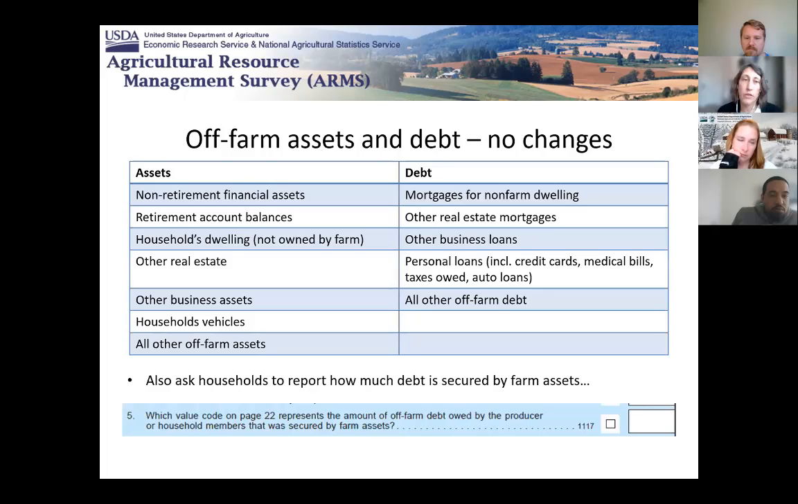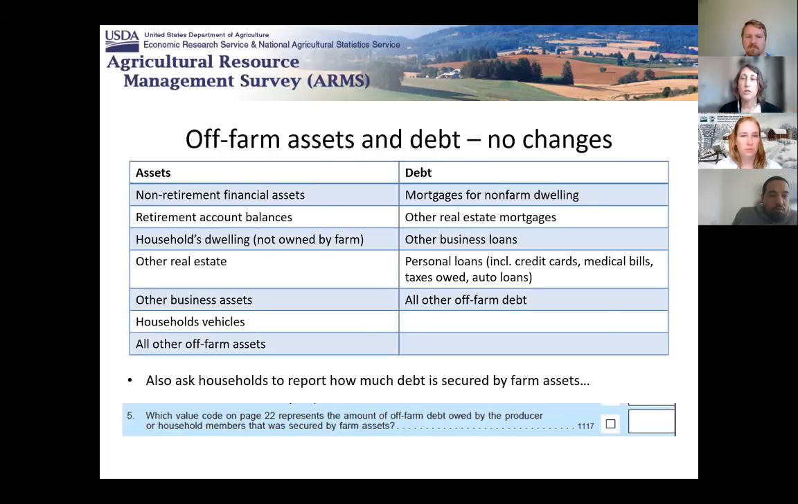And then the final part is off-farm assets and debt, where we're asking about any assets that are not associated with the operation that was surveyed, that was sampled. So again, they can be farm assets, but they're not owned by the operation, or they weren't reported in that farm section. And then any other personal or household debt and assets are reported here. And we do have one question where we ask how much of the off-farm debt that the household has is secured by farm assets. And I just point that out. That's the one tie back there to the farm operation.